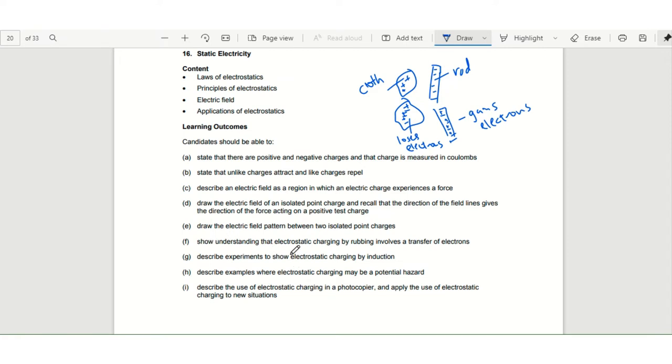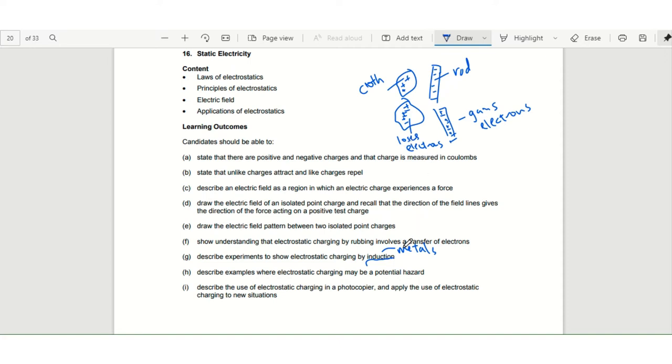Next, you have: describe experiments to show electrostatic charging by induction. Whenever we talk about electrostatic charging by induction, it always involves metals, because in metals the electrons are free to move about within the metal, so you can have induction. For non-metals or non-conductors, the electrons are not free to move about, so in order to become charged, you need to rub them. They get charged by friction.